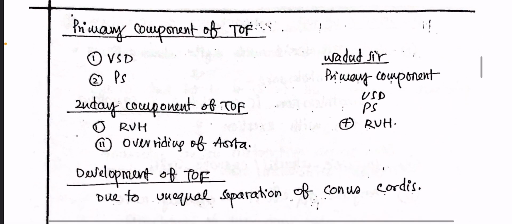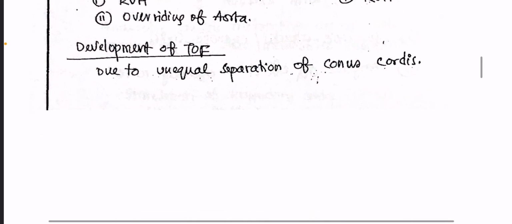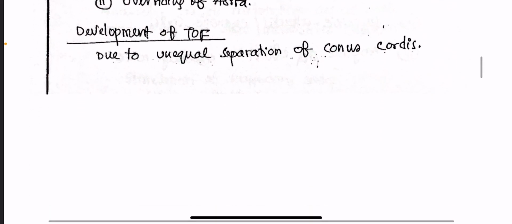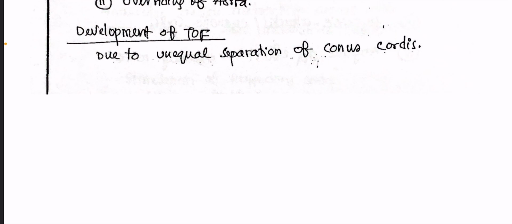Now, primary components of TOF: they are VSD and pulmonary stenosis. Secondary components of TOF: RVH and overriding of aorta. For Wadusar, primary components of TOF are VSD, pulmonary stenosis and RVH. Now, development of TOF is due to unequal separation of conus cordis.